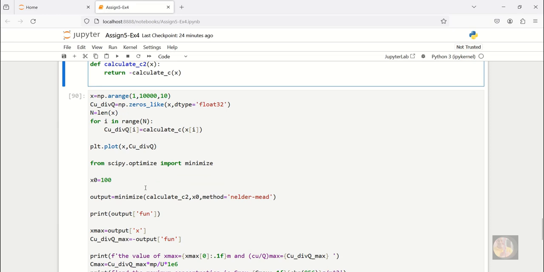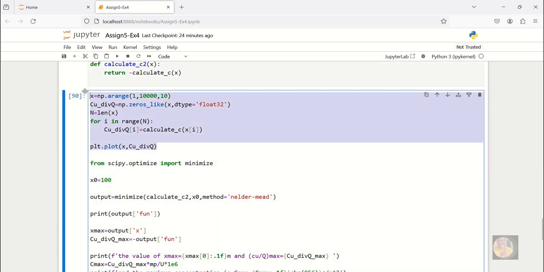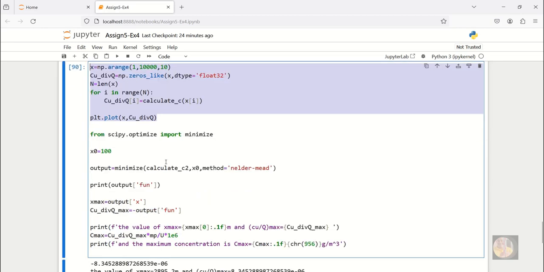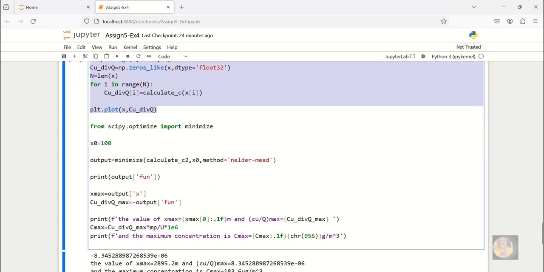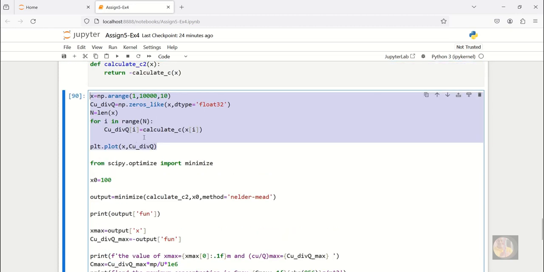So what I did, this is the graphical function. I don't need it. Okay. So you can just call the function. You can define an x0. Okay. I don't need to. I'm gonna remove all this.